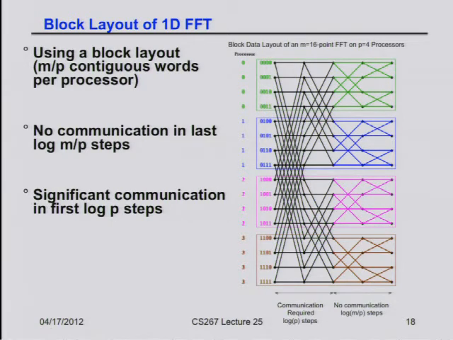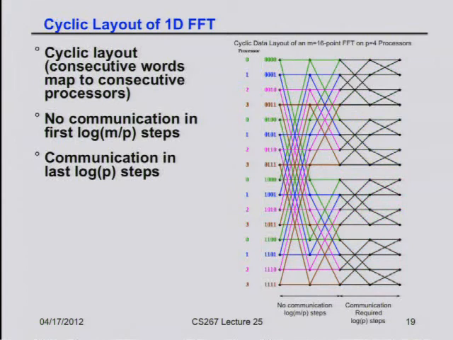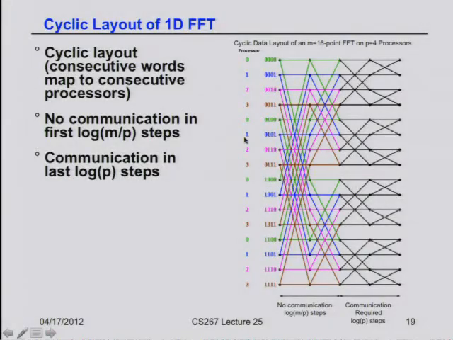The next one I was going to say is cyclic. All right, want to venture a guess as to what it looks like? Just reverse when you do the communication. Okay, so this is a cyclic layout. Processor 0 owns every fourth entry. Processor 1 owns every fourth entry, and so on.